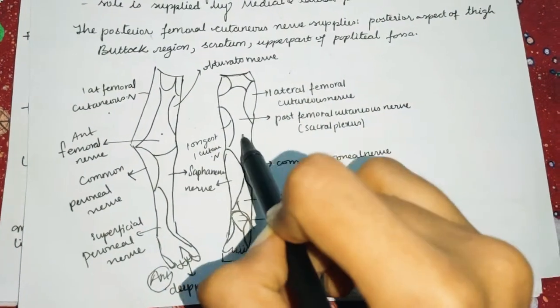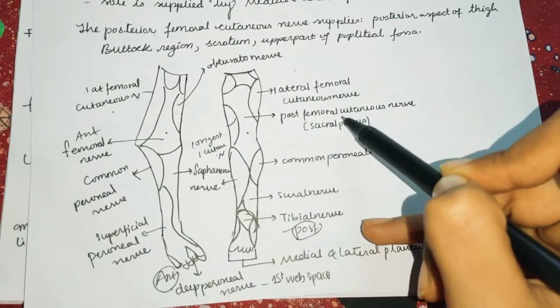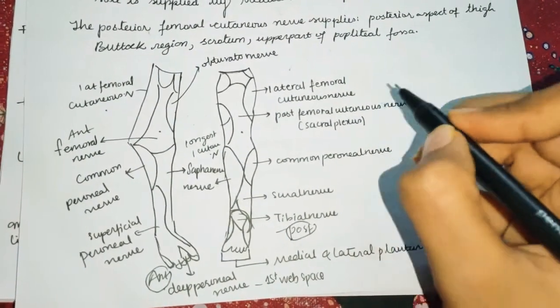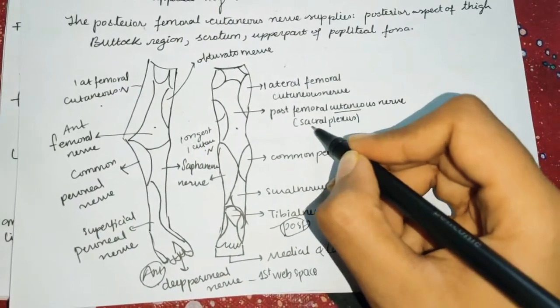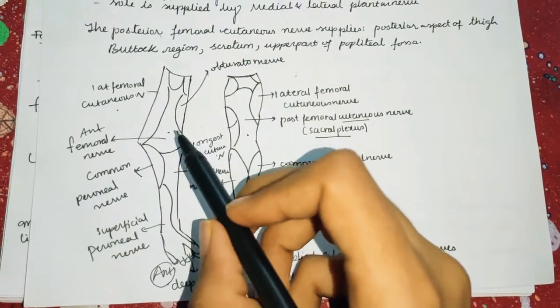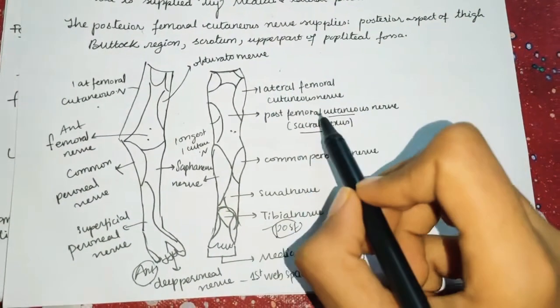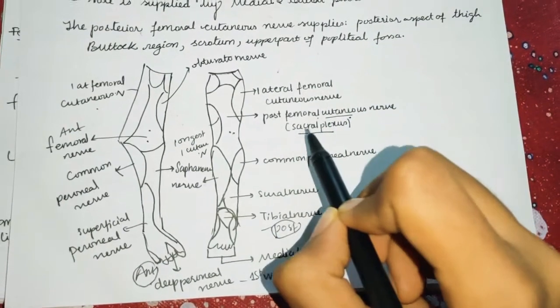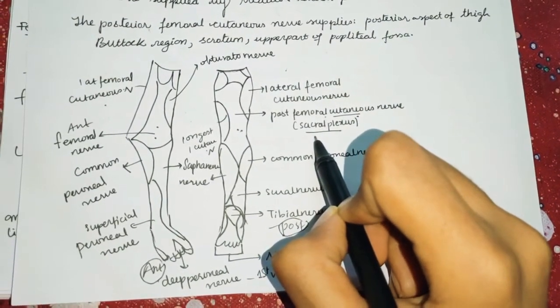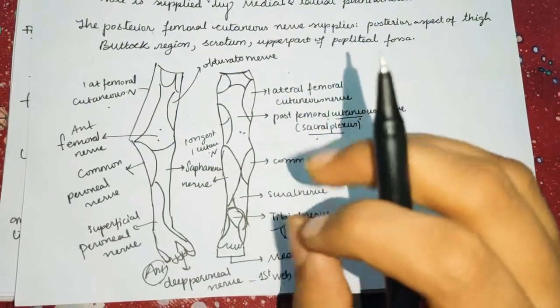Likewise for the posterior side, the posterior middle part is supplied by the posterior femoral cutaneous nerve, but here it is a cutaneous nerve, and that too a branch from the sacral plexus. So remember, the anterior side is supplied by the anterior femoral nerve, but the posterior side is supplied by the posterior femoral cutaneous nerve, which is a branch from the sacral plexus. That you need to remember. So this is about the thigh.